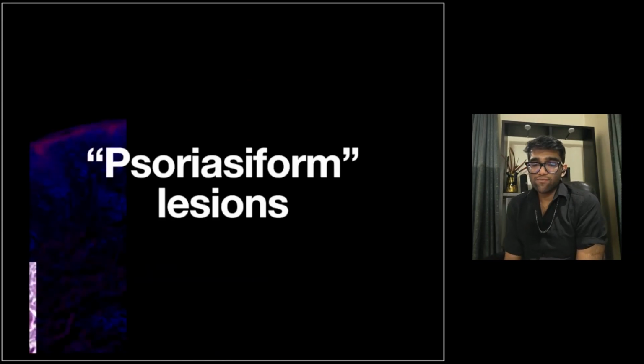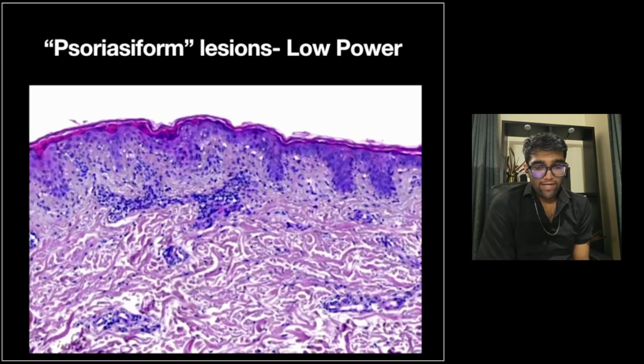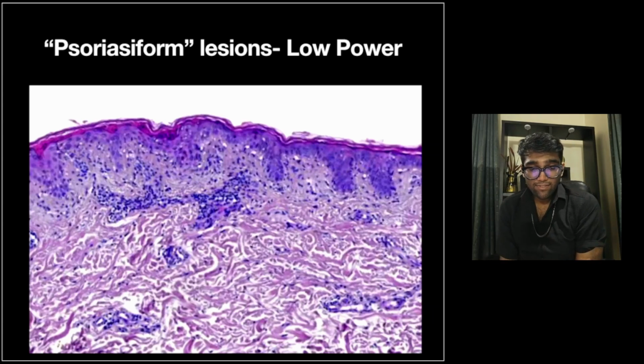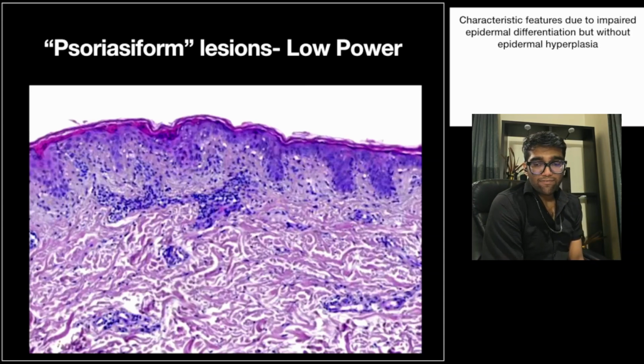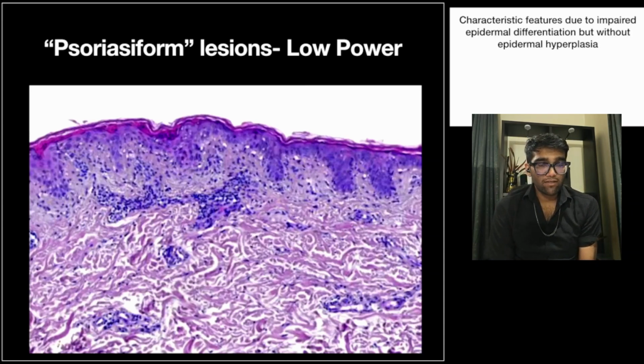So now we have psoriasiform lesions. So what do you find here? You find that the thickness of the lesion is actually not increased. Okay, the epidermis is actually thinner than expected. That is a very characteristic telling thing. Okay, there's essentially impaired differentiation of the epidermis happening here. It's not that differentiation is unable to keep up with the growth rates of the epidermal cells. It's just not happening.